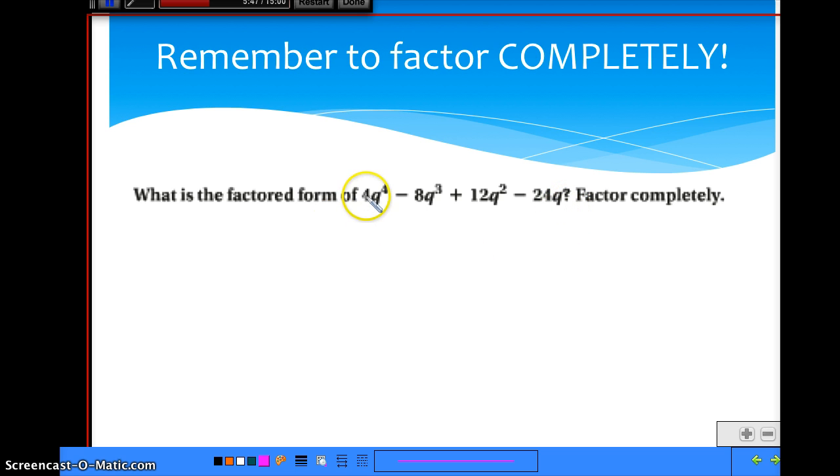And there is a GCF. It is a 4Q. So I can take out a 4, and I also can take out a Q, 1 Q from each of them. So let's go ahead and factor it out.